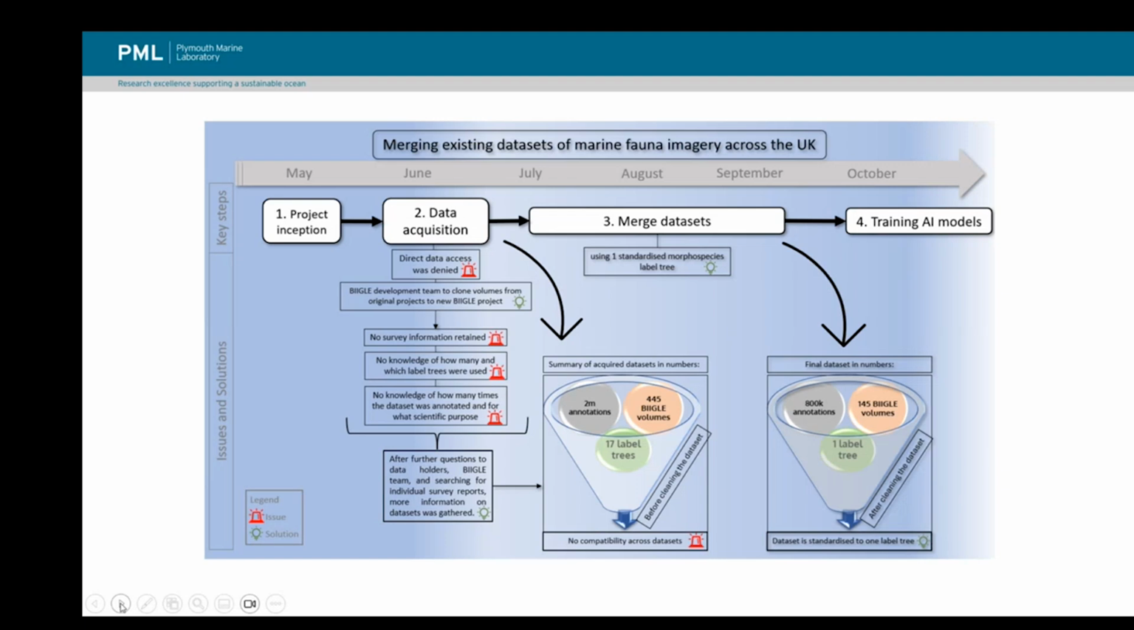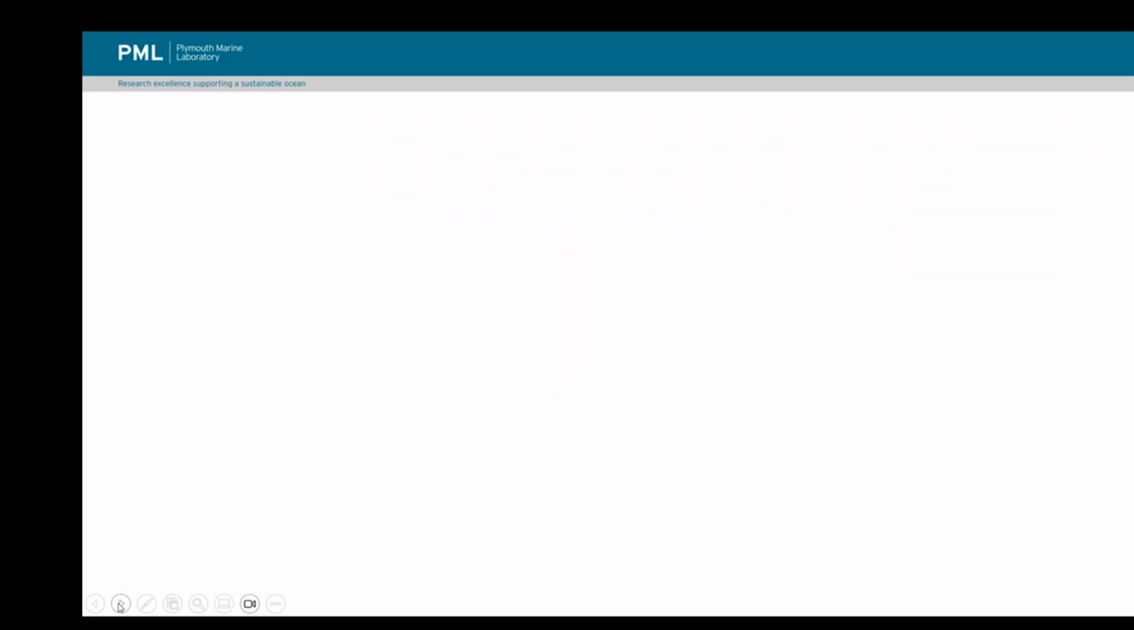So we had to standardize that data to a single label tree, and also remove any annotations that were not helpful. A lot of those annotations might have been biotope type, they might have been sediment type. We weren't interested in any of that. So after merging and cleaning out the annotations we didn't need, we ended up with 145 Beagle volumes, 1 label tree, and 800,000 annotations. So we lost quite a lot in that first pass cleaning process. And this was the data set we took on for playing with AI.